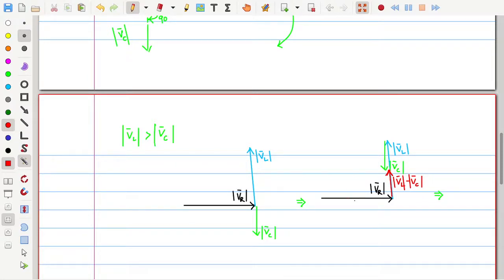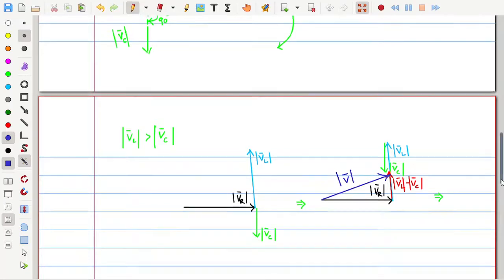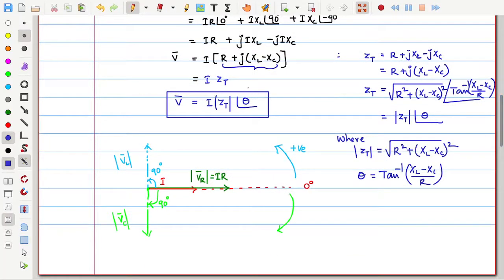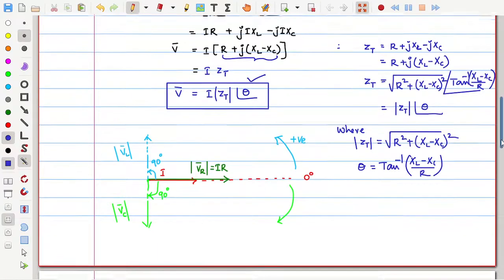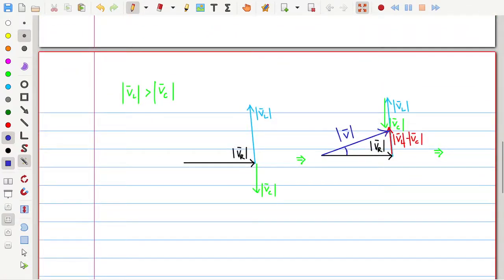Now VR plus VL minus VC is what? The final total voltage across the RLC circuit. This is the V. And V is making an angle of theta. See here, V has an angle of theta, positive theta. So the angle made by this is the theta. In this way we can make the phasor diagram when VL is greater than VC.